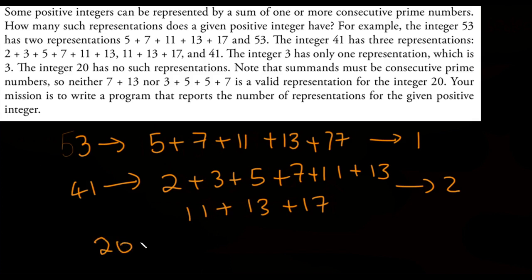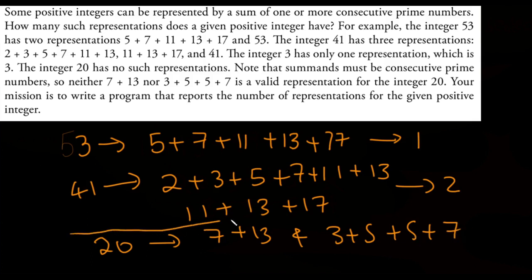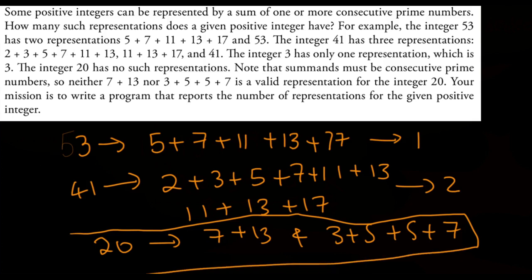And let's take 20. So 7 plus 13 is equal to 20, and 3 plus 5 plus 5 plus 7 also equals 20. But our answer for 20 will be 0, because we have to find prime numbers which are consecutive, like after 2 we have 3, after 3 we have 5, and so on. So one prime number comes after another. Here if you observe, after 7 we have 11, so this 7 plus 13 does not fulfill our criteria. And in a similar manner, after 5 we are taking 5 again, but after 5 we should have 7. So 20 does not fulfill our criteria.